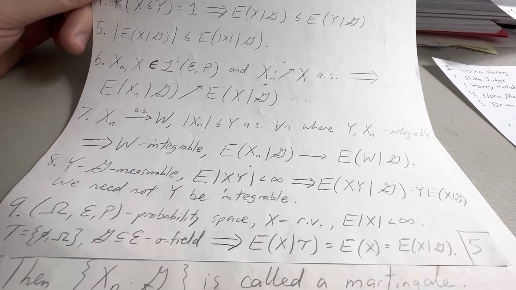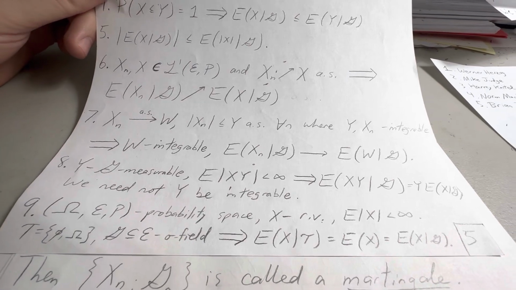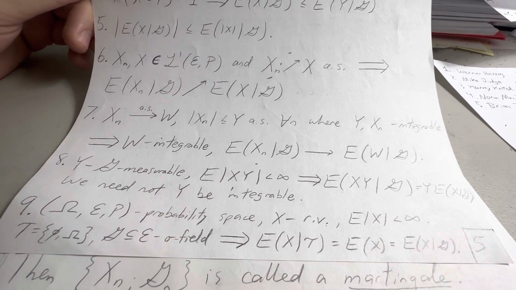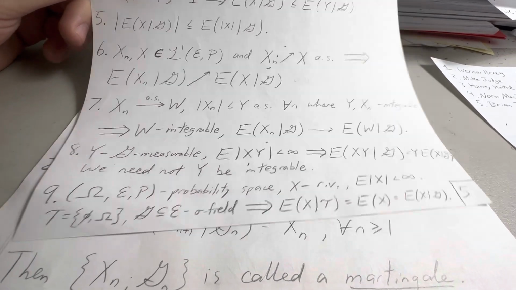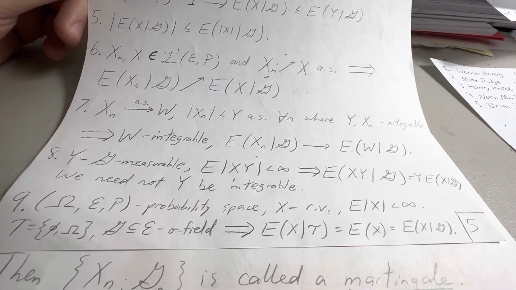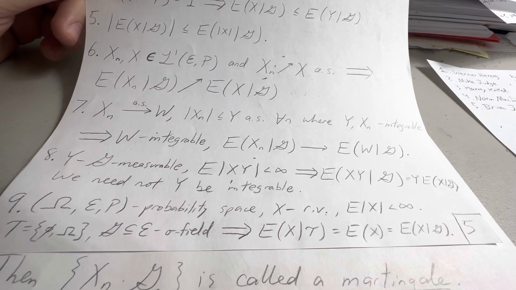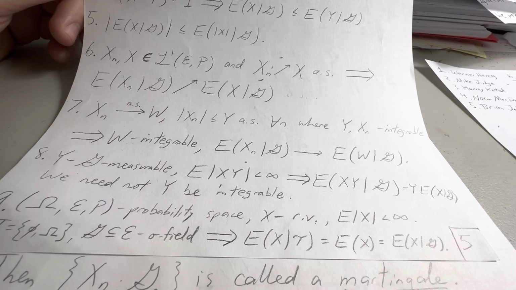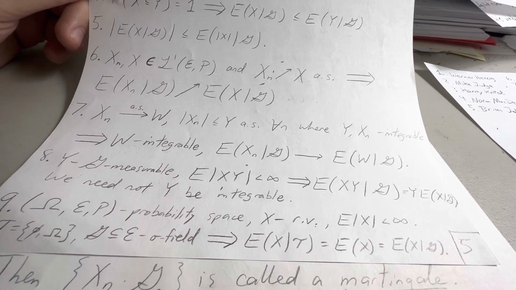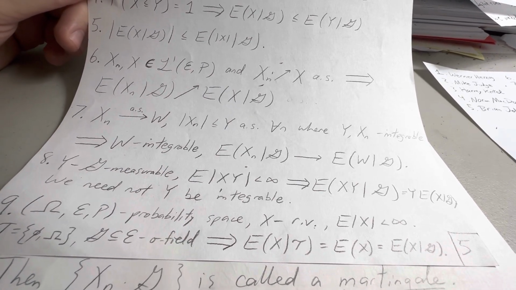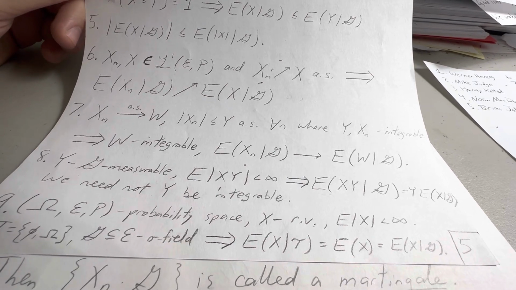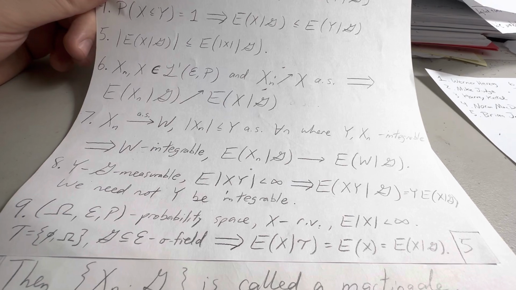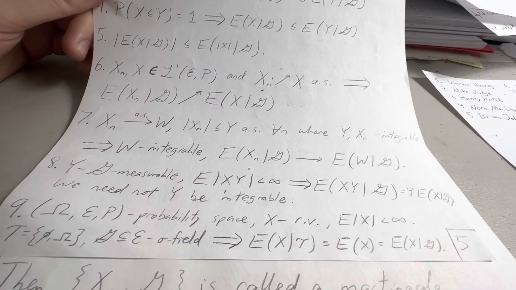9, I don't really know what to make of 9. 9's kind of strange. You have a probability space, x is a random variable with finite first moment. T is the smallest sigma algebra, G is another sigma algebra, then you know that the expectation of x given T is equal to the expectation of x given G, and that is equal to the expectation of x.